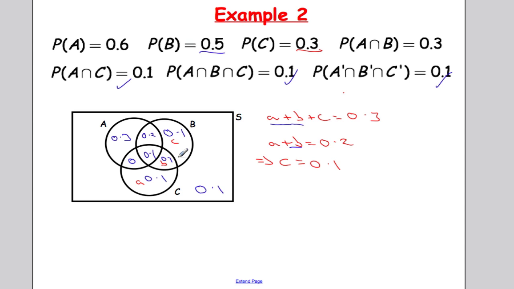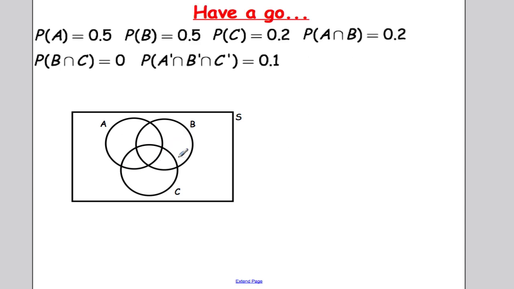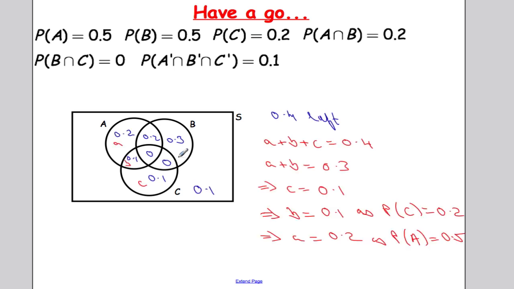Okay, time for you to have a go now. Pause the video and see if you can complete the Venn diagram. This one is slightly trickier, but the same principles apply. Okay, hopefully you've had a go at that. Here is the solution. I'll briefly run through it.